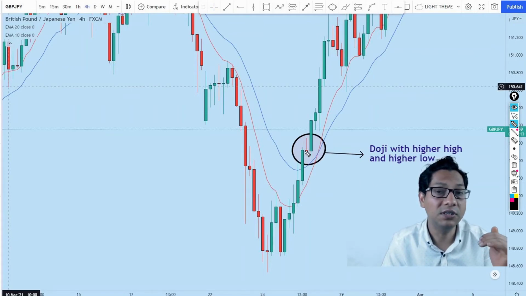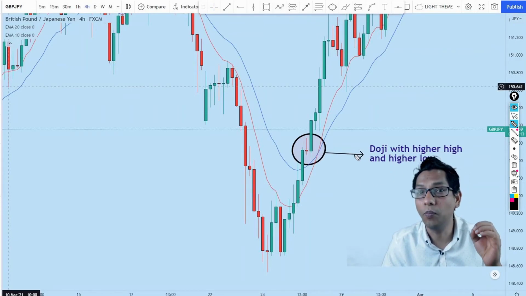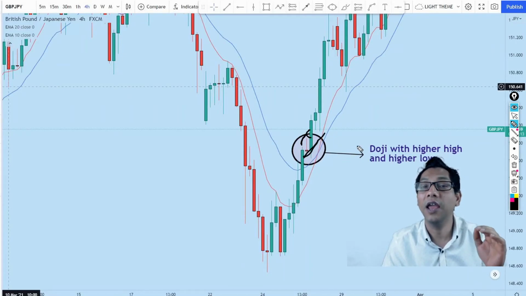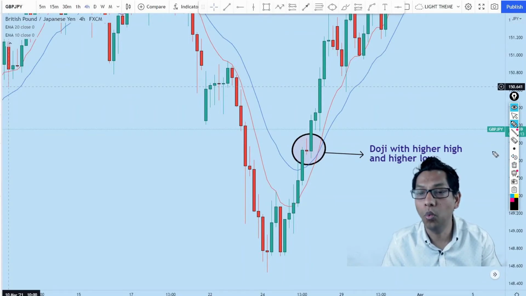Because this is a bull market, in that case you have to make sure that this doji is creating a higher high and higher low. When it is falling, you have to make sure that this doji is creating a lower high and lower low, and then it can be continuation.